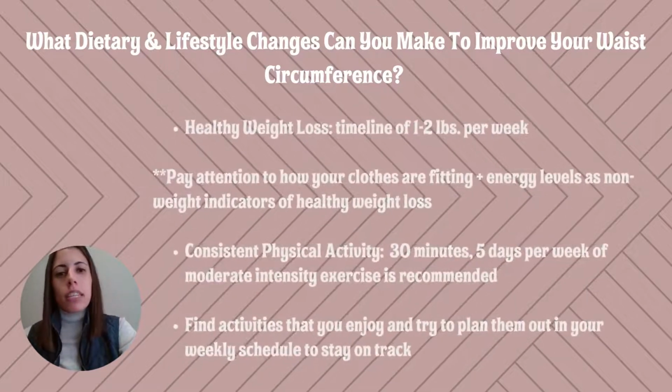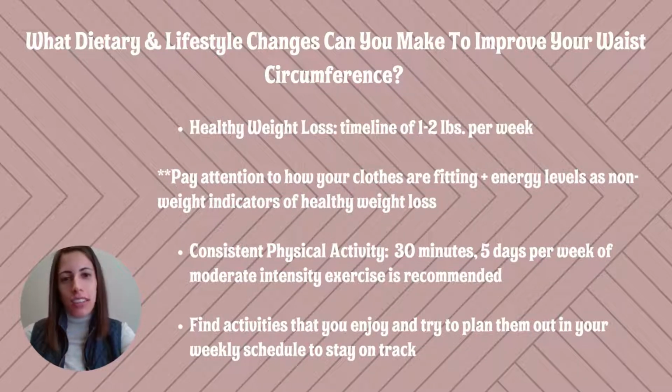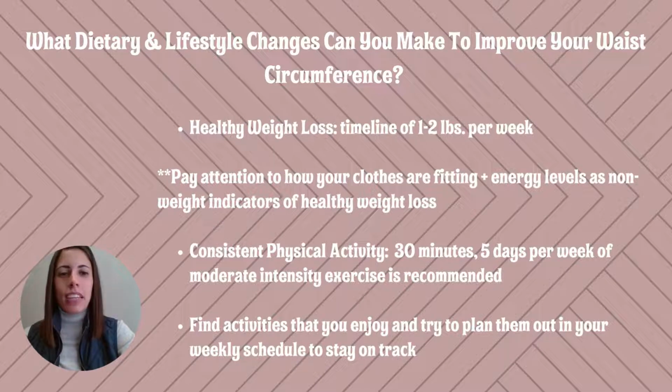All right, so I always give the recommendation too of a healthy weight loss timeline is actually just 1 to 2 pounds per week. You might think that that's not really a lot, but it is a slow and steady timeline of what we want to focus on for a healthy weight loss that you can keep off for a long period of time. So really paying attention to how your clothes are fitting, your energy levels. These are non-weight indicators of healthy weight loss as well. I always recommend not getting too worked up about that number on the scale because healthy weight loss is again more of that slow and steady timeline that we want to focus on.